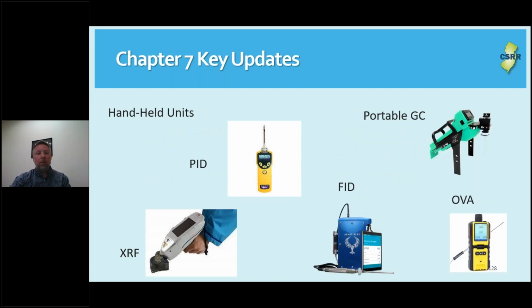Examples here, some of the key updates. We included handheld units. Most folks are probably familiar with PID, the photoionization detector, as well as an FID, the flame ionization detector, or an OVA, which is organic vapor analyzer. Included in here as well is a portable GC, which can obviously provide some more detailed results, as well as the XRF, which is the X-ray fluorescence used for metals. Most of these provide semi-quantitative results, and again, note that the portable GC and the XRF can provide quantitative results with compound-specific outputs. Next slide.